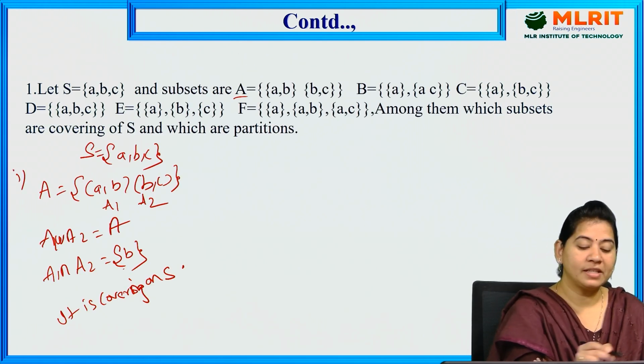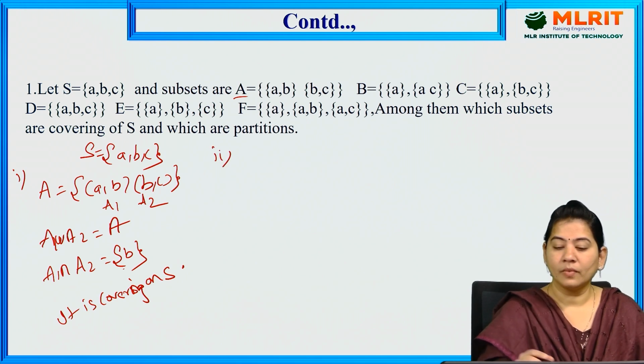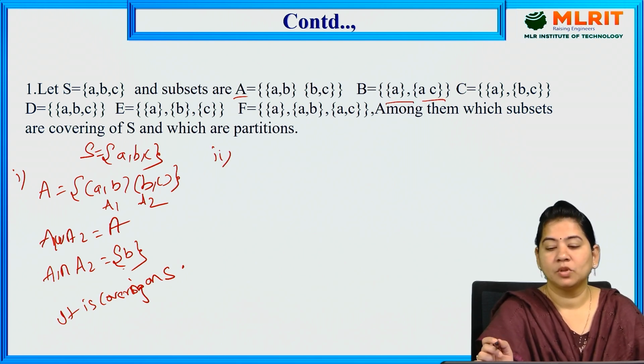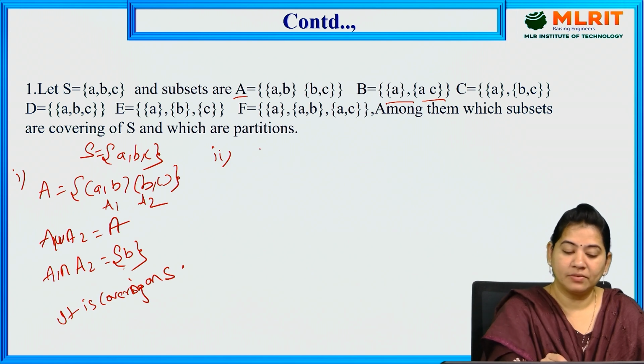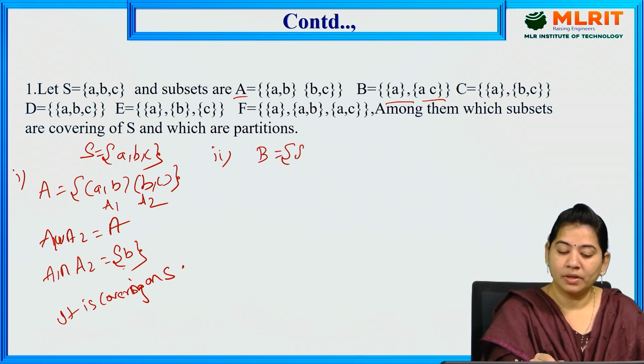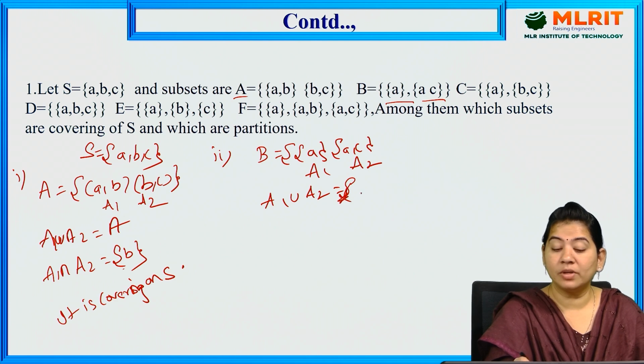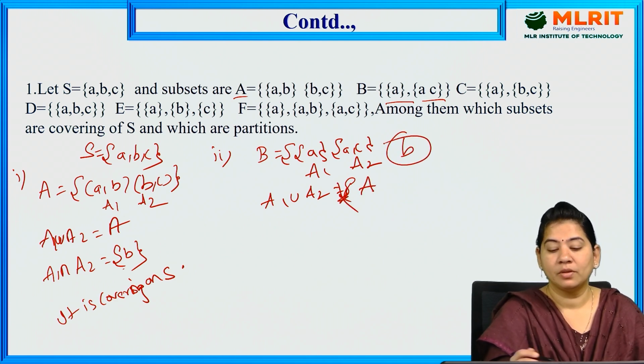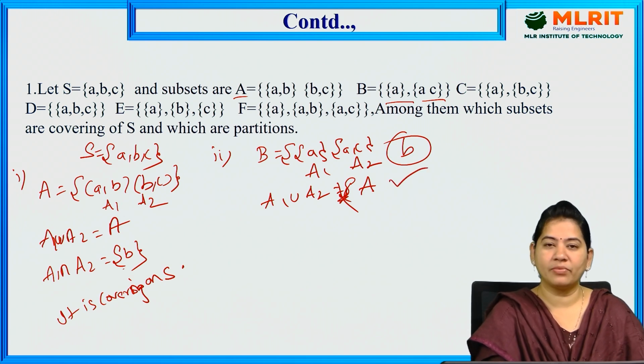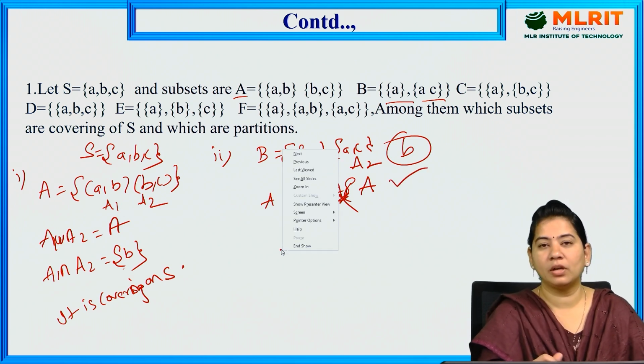So in the same way, the second one: A comma C. If you consider, for example, this B1 is equal to A and this is A comma C. Here A1, A2. Now if you apply A1 union A2 or B1, B2, you will not get the original set here. Why? Because B is missing here. We don't have B here. So then the first condition itself is not satisfied. This is neither partition nor covering here.